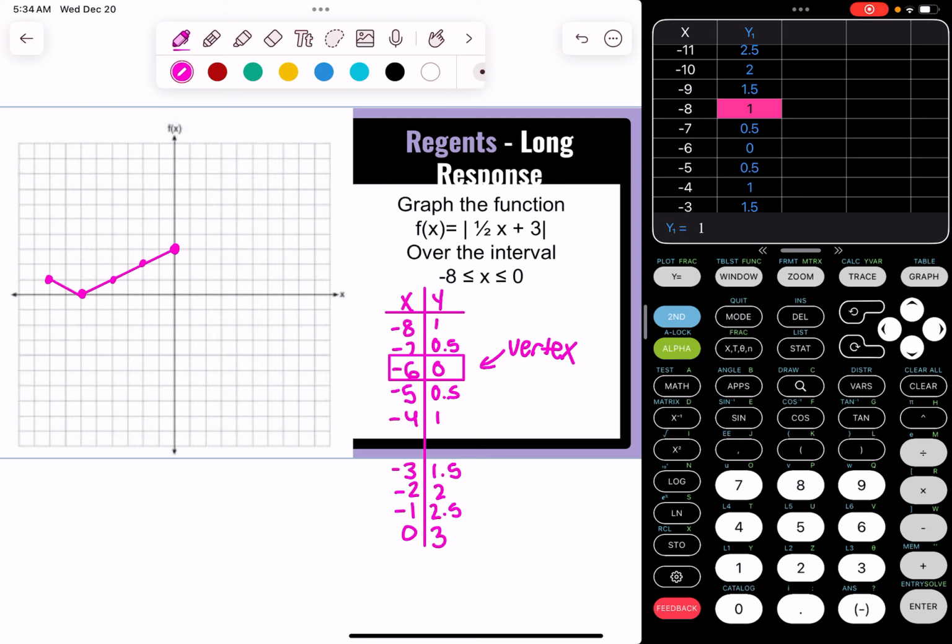And that sums up our lesson of graphing absolute value functions. And those are some multiple choice and long response Regents questions.